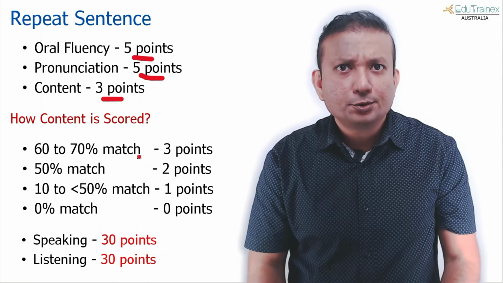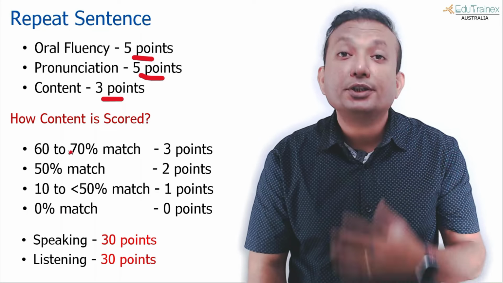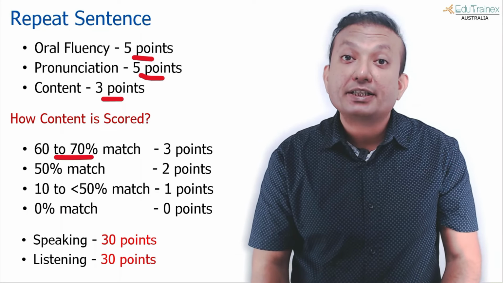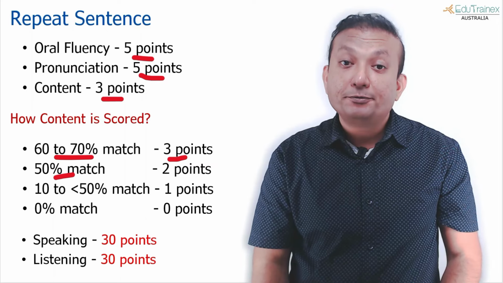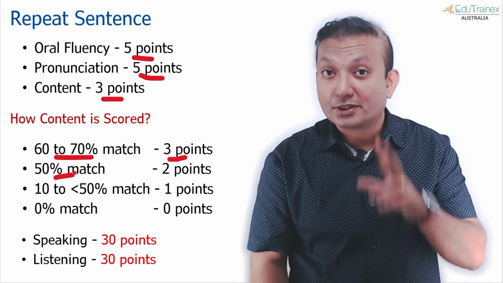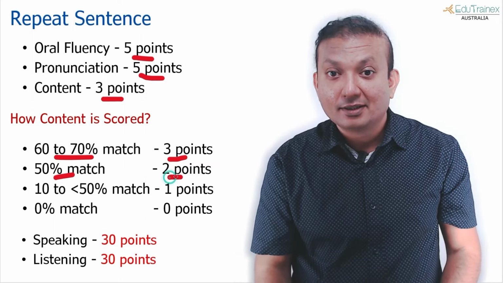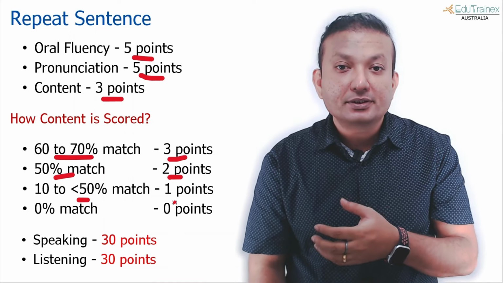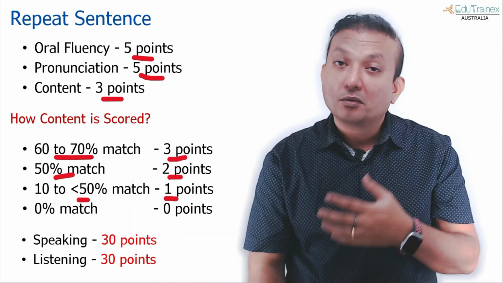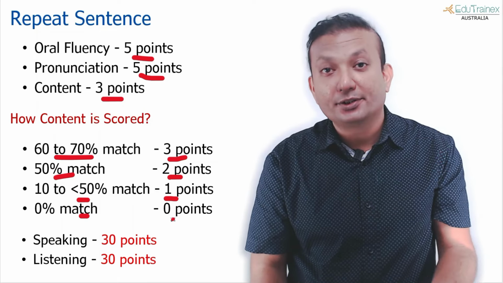Now if you see how much you need to score full, how much you need to speak, 60 to 70% is what you need. You will still get 3 points for the content. Even if you manage to speak half of it, you still get 2 points for the content. Only if you are speaking less than 50%, you are still getting 1 point. If you don't speak anything, of course, you will get 0 points.